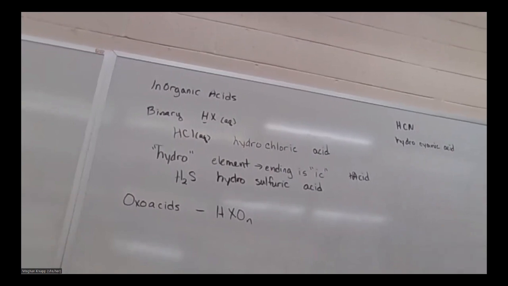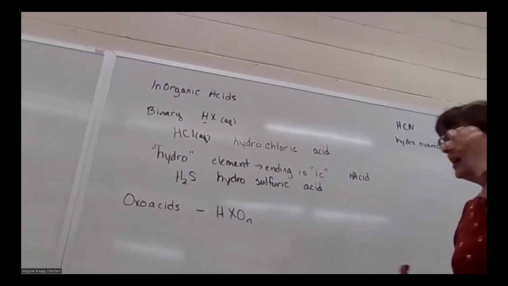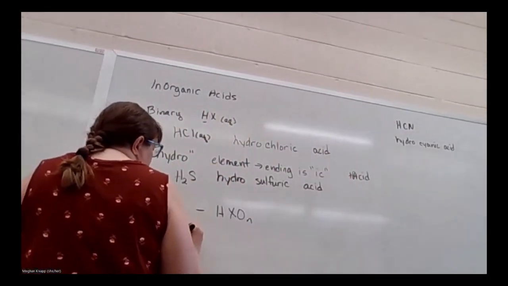Oxo acids start with an H, then some element, and then they have oxygen. Now that element is usually a nonmetal, but it doesn't have to be. We will mostly stick with the ones that it's a nonmetal. So they're going to look very similar to the ones up here, except they've got oxygens at the end. These all come from the oxo anions that we started with. So our oxo anions end in ate or ite.